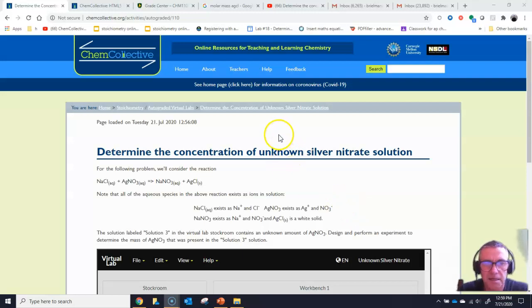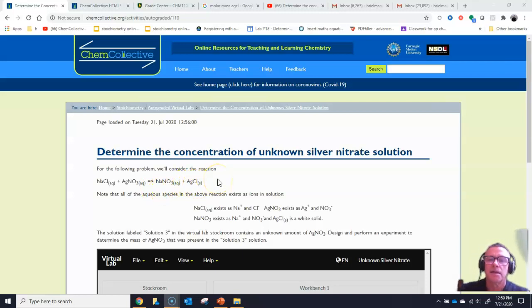Hey, this is Dr. B, and in this lab we're going to determine the concentration of an unknown silver nitrate solution. This is the ChemCollective, and it's a virtual lab. Let's have a look. For the following problem, we'll consider the reaction of sodium chloride with silver nitrate to make sodium nitrate and silver chloride.